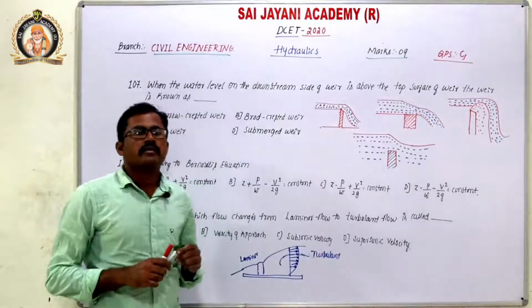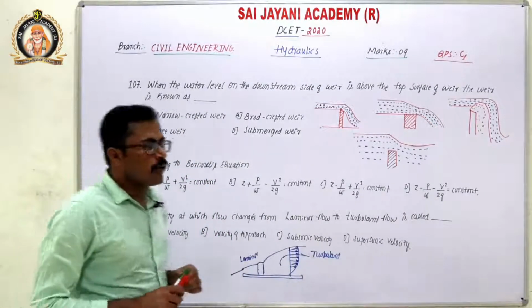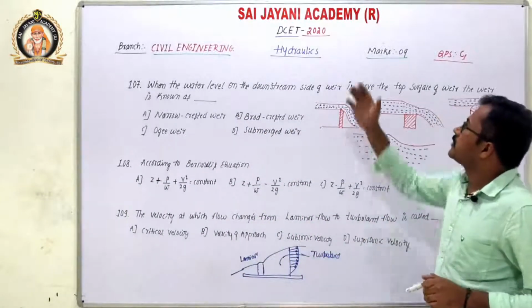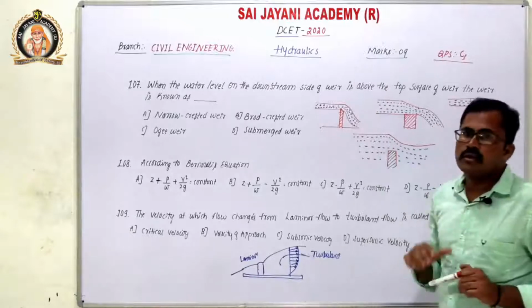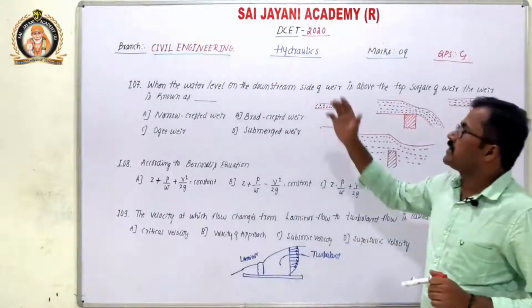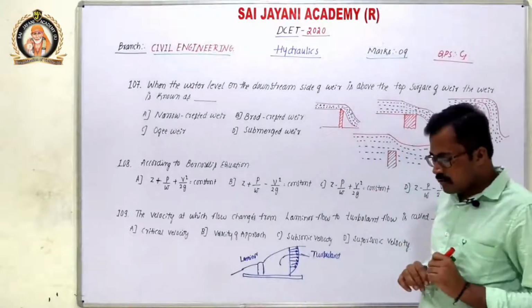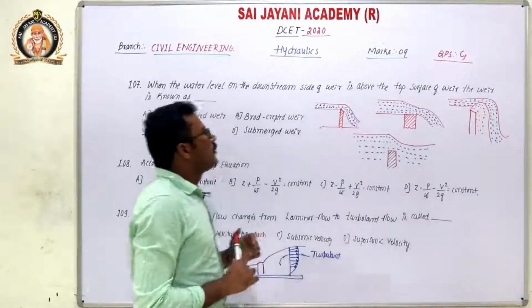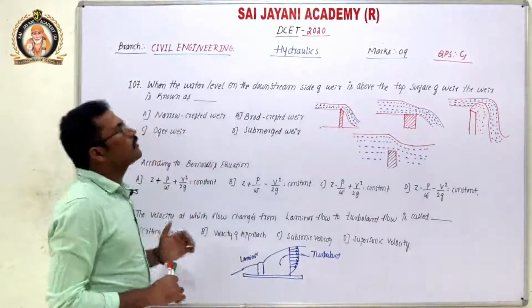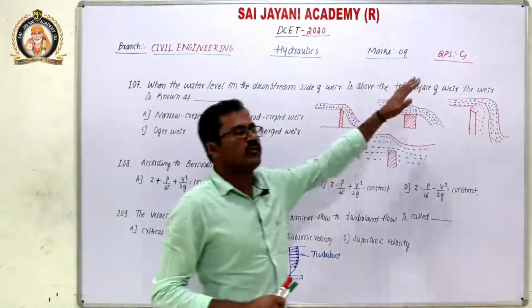Myself Bhimanayak L. So in this session I am going to solve the DCT question paper 2020 for civil engineering branch. Subject is hydraulics. So from the subject hydraulics we can get 9 questions for 9 marks, and I am going to refer question paper series C1.